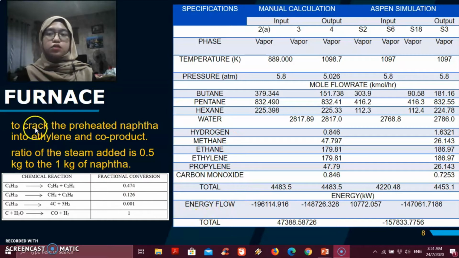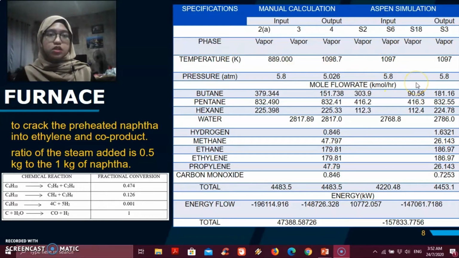The furnace is used to crack the preheated naphtha into ethylene and co-products. In this furnace, we have two input streams, which are the naphtha and the water steam. As you can see here, this is the chemical reaction and the fractional conversion, and the ratio of steam added is 0.5 kg to 1 kg of naphtha. From the table, we see that the input temperature for manual calculation is different from Aspen, with 889 Kelvin, while Aspen is 1097 Kelvin.